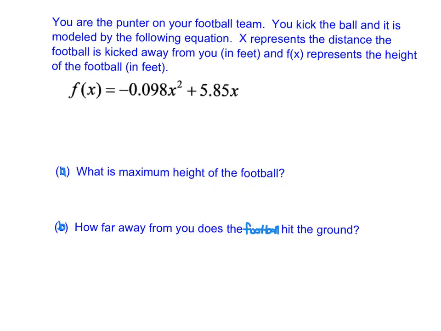So here in example 2, it says you are the punter for your football team. You kick the ball and it is modeled by the following equation. X represents the distance the football is kicked away from you in feet, and f of x represents the height of the football in feet.